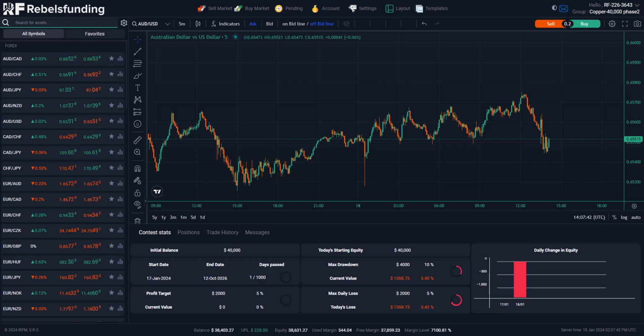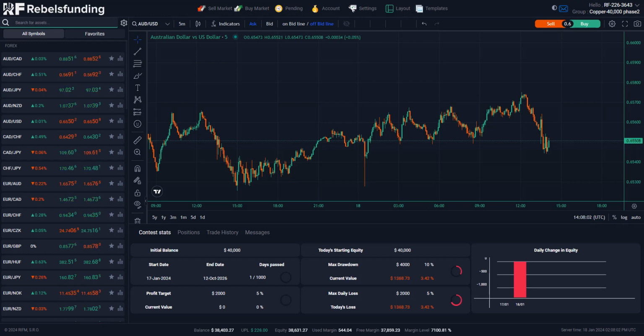Hello traders. In today's video, we will explain the difference between the ask and bid chart. Which chart opens your sell positions and buy positions? Which chart closes your sell or buy positions? What is liquidity and spread, and when and how can you check spread history? By the way, this is a feature of RF Trader that nobody else has in their platforms.